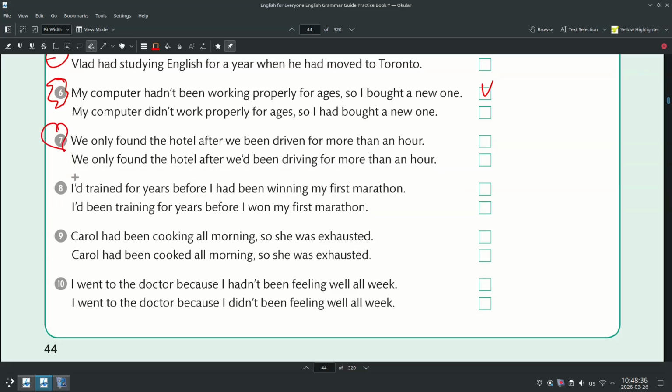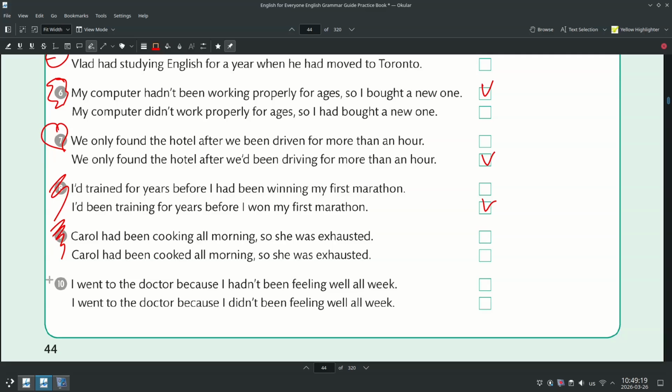Number 7. We only found the hotel after we'd been driving for more than an hour. This one is correct. Number 8. I'd trained for years before I had been winning my first marathon. Or, I'd been training for years before I won my first marathon. The second is correct. Number 9. Carol had been cooking all morning, so she was exhausted.